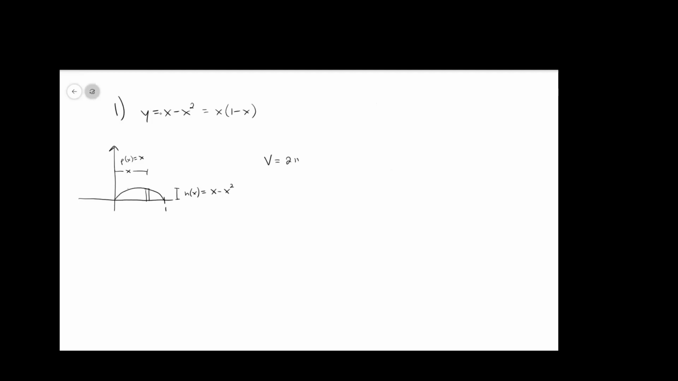We get 2 pi times the integral from 0 to 1. P of x was x, H of x was x minus x squared. So there we go, that's the integral we have to find now. That integral itself is actually not that difficult. Compared to what we would have had to do trying to use the washer method on this, it's very much easier.